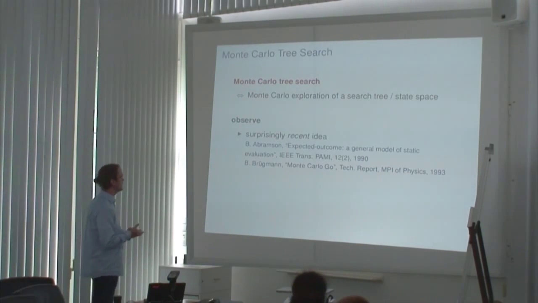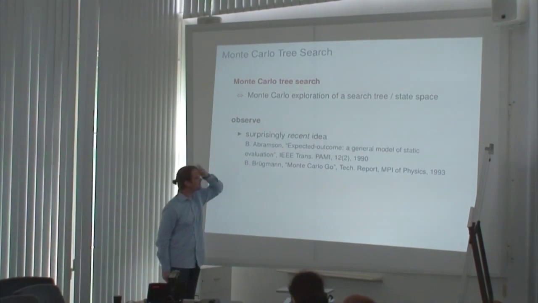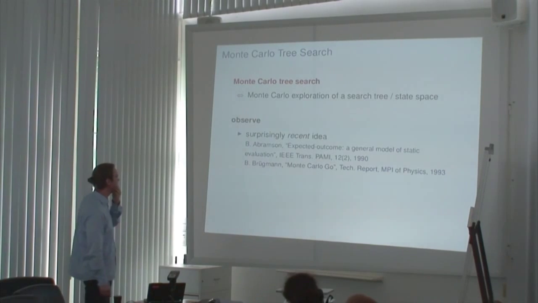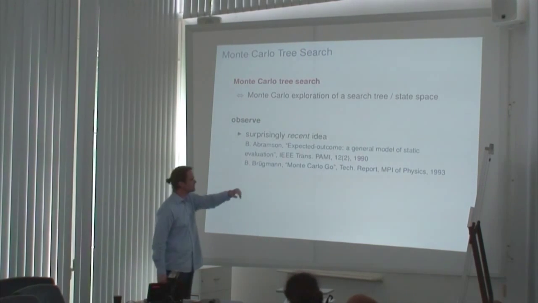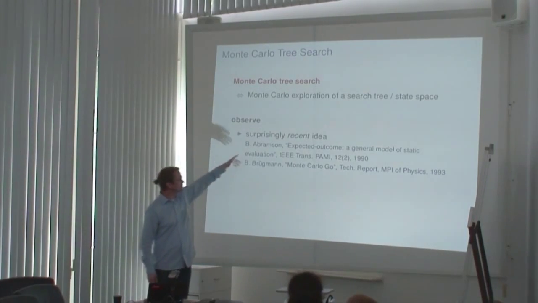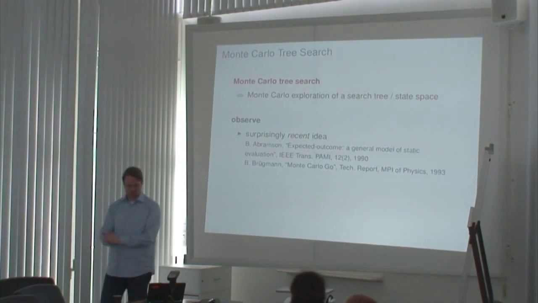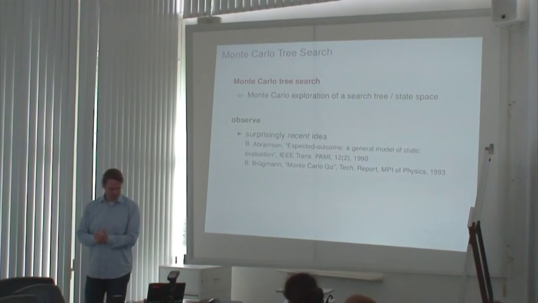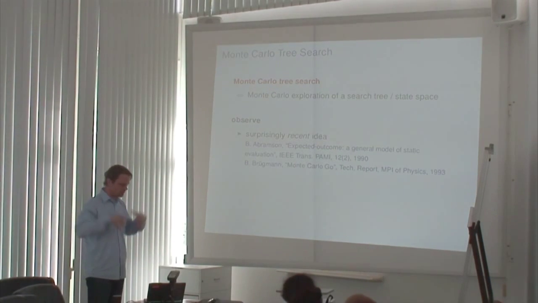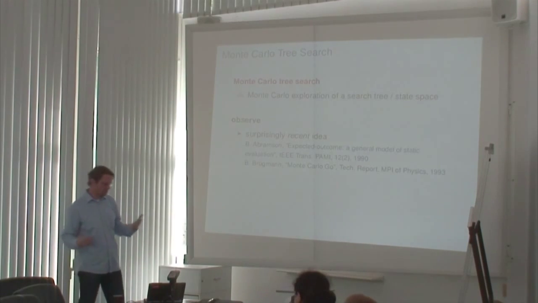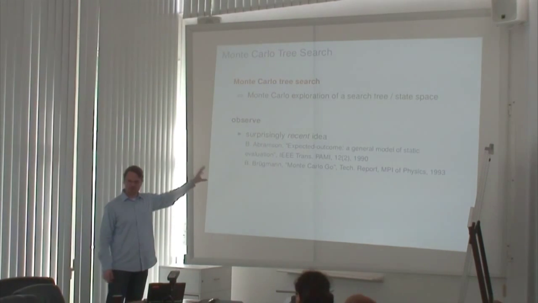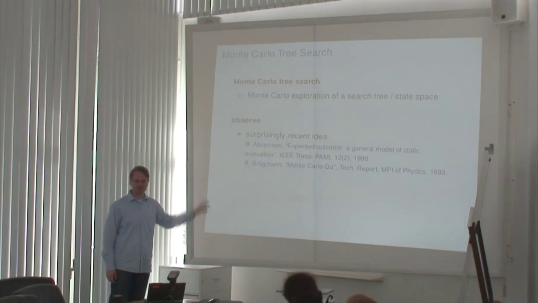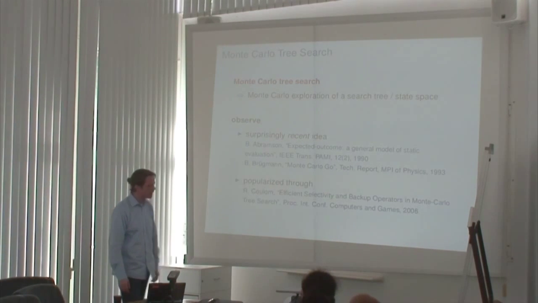It was first published in 1990 in the IEEE Transactions on Pattern Analysis and Machine Intelligence, and indeed already in 1993, Bruegmann, a physicist from the Max Planck Institute for Physics in Munich, independently came up with basically Monte Carlo tree search to approach the problem of computer Go. So this was in the early 90s, and people totally ignored this. Nobody cared about this for decades to come.